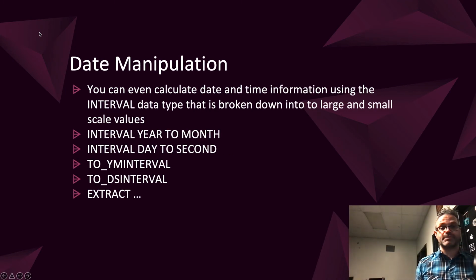We can also manipulate our dates by using the interval data type. The interval data type allows us to get ranges of values. We have two different actual ranges: the year to month, the big chunk, and the day to second, the smaller chunk. And so we can use that to manipulate the different pieces of information out of a date range. We have two associated methods, TO_YMINTERVAL and TO_DSINTERVAL. The TO_YMINTERVAL turns a date into a year-month interval, and the TO_DSINTERVAL gets two dates and turns them into a DS, days to seconds. And then we can also extract individual values. I can extract year from some interval or extract day from some interval. So I can use the extract command to get specific components out of that as well.